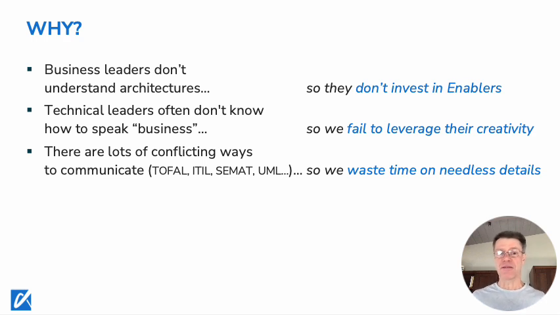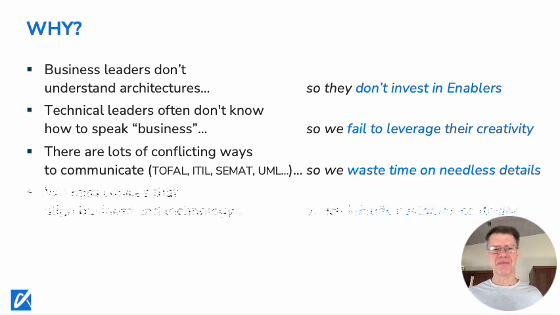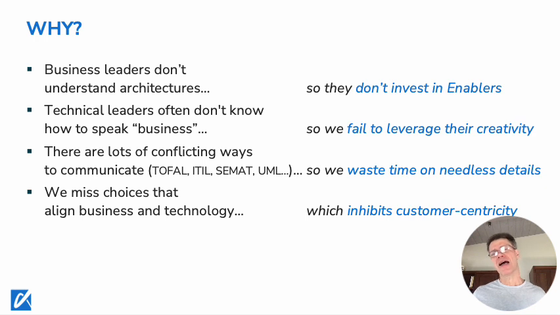There are lots of conflicting ways to communicate. So technical leaders tend to want to use technical language or technical techniques like TOGAF or ITIL or CMMI. And so we end up wasting time on some pretty needless details. We also miss choices that align the business and technology, which inhibits customer centricity. In a technical organization or a technical solution, the actual architecture is vital to making sure that we are serving our customer needs. For example, if I'm in a SaaS system, I have to have an architecture that can respond to the user input in a timely manner.